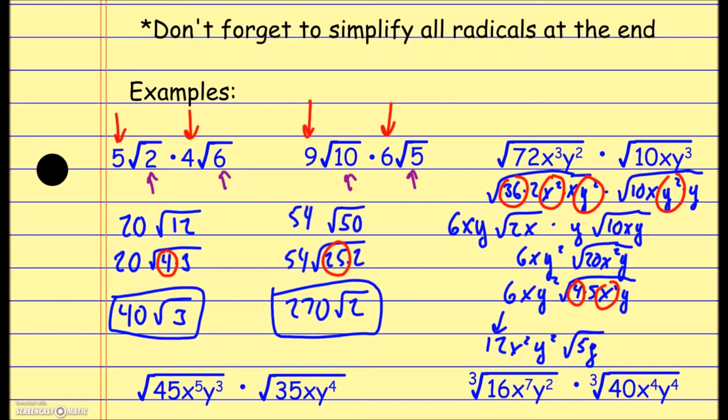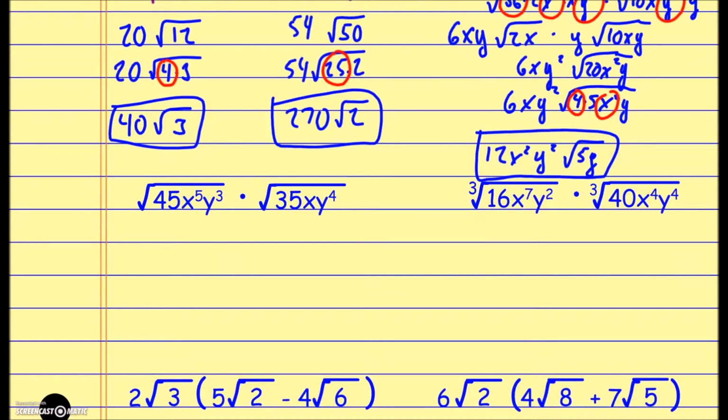So I still arrive at the same answer, but maybe the numbers were a little bit easier to deal with, okay? So it's really up to you whether you want to multiply first and then simplify, or if you want to simplify a little bit first and then multiply, okay? And it's the same thing with the next one. Again, I can simplify this first and then go from there, or I can multiply first and then simplify.